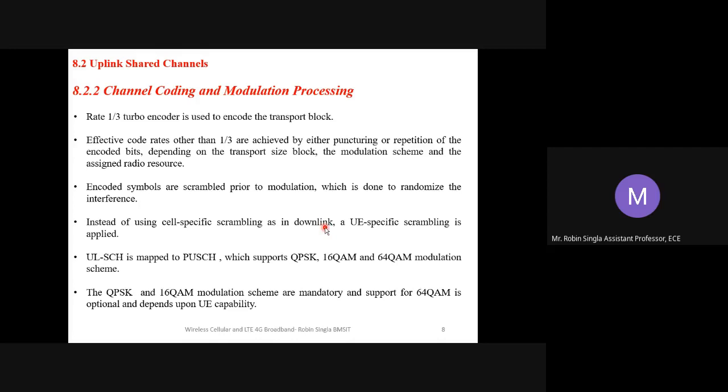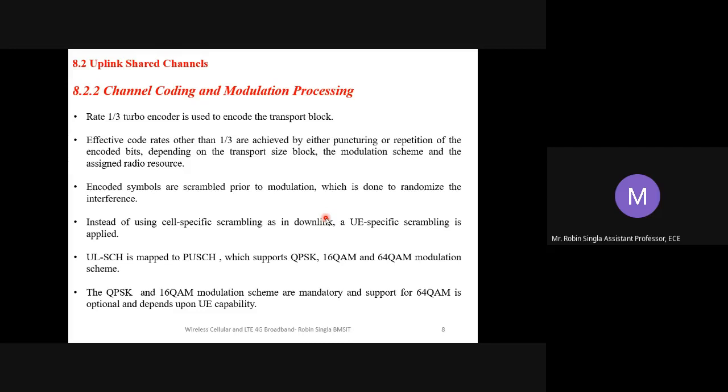In the uplink shared channel, the channel coding scheme for data streams is the same as that for the downlink shared channel. A rate 1/3 turbo encoder is used to encode the transport block. Effective code rates other than 1/3 are achieved by either puncturing or repetition of encoded bits, which depends on the transport block size, the modulation scheme, and the assigned radio resource.